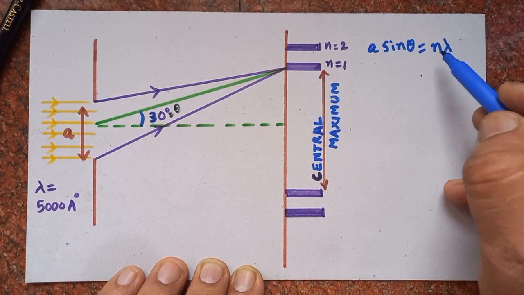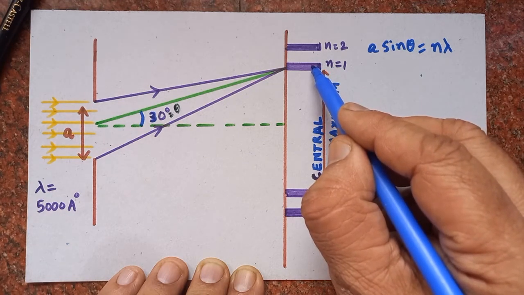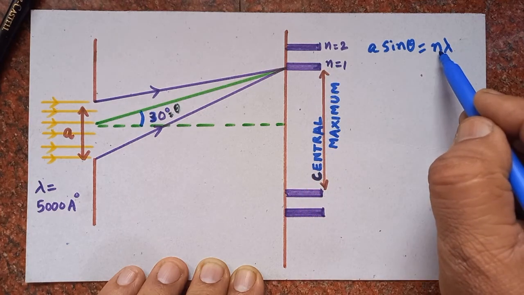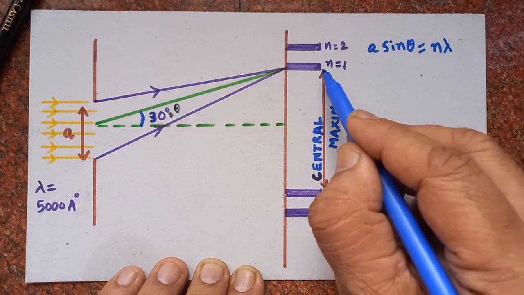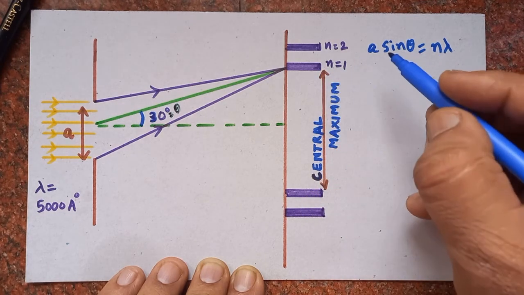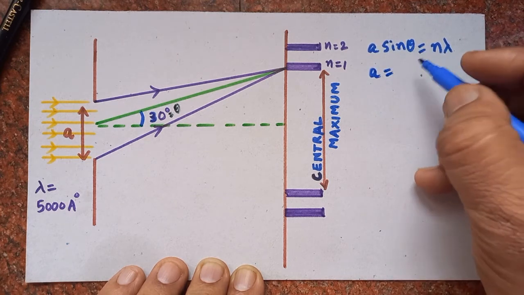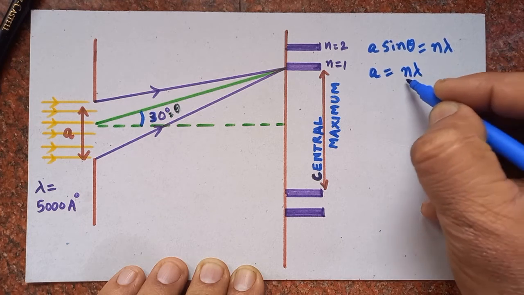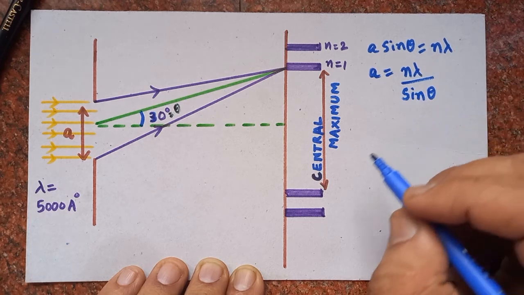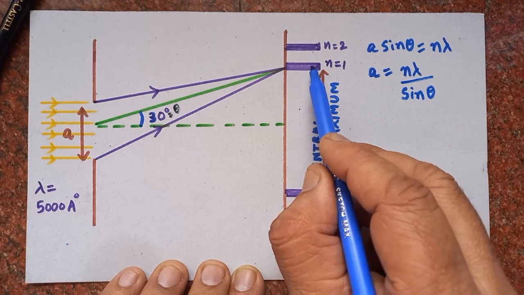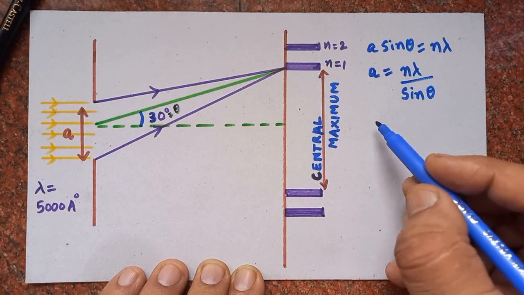Here n is the order of the minimum. Since the first dark band is taken, n must be taken as 1. This is the condition for minimum, therefore instead of n, 1 must be substituted. Now we have to rearrange the formula: a equals n lambda divided by sin theta. Here the angular spread is given and the order of the minimum is 1, so n is 1.